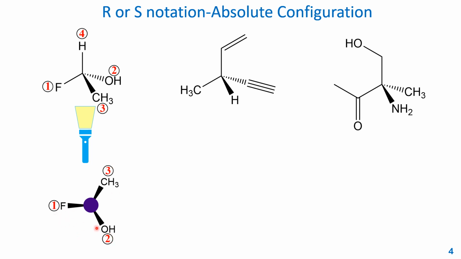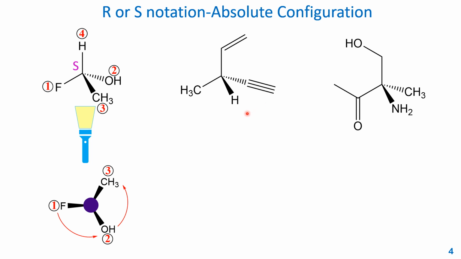Now after you see this, you have to look at the direction from 1 to 2 to 3. What is that direction? It's counterclockwise, so it's S. If it's counterclockwise, it's S notation. If it's clockwise, it's called R notation. Okay, so this asymmetric center is S notation. That's called absolute configuration.